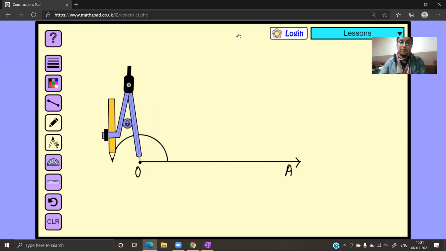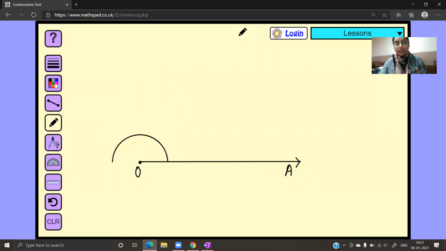So I've drawn a semicircle with center O and a suitable radius. You can take the radius somewhere between 1.5 or 2 to be convenient, or you can take it smaller if you're comfortable with that. The next step is to observe from where do we start drawing those arcs.